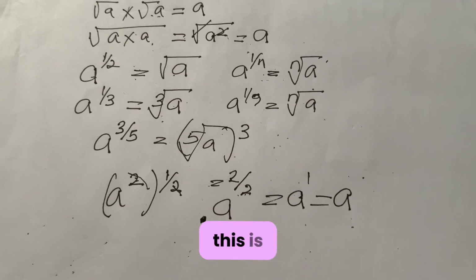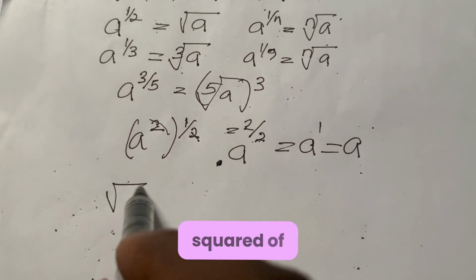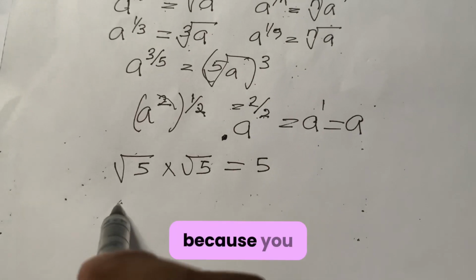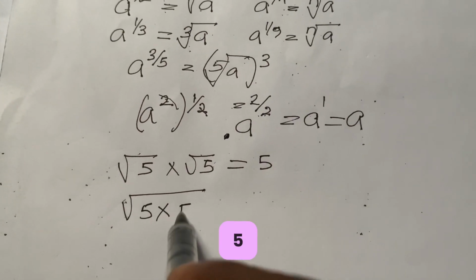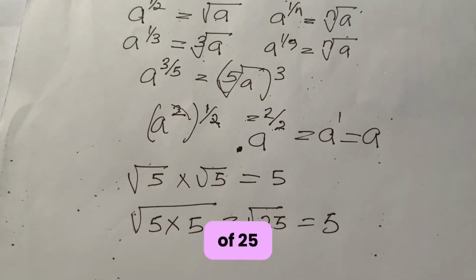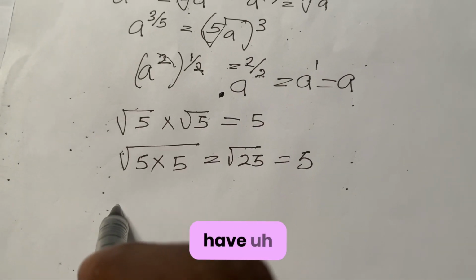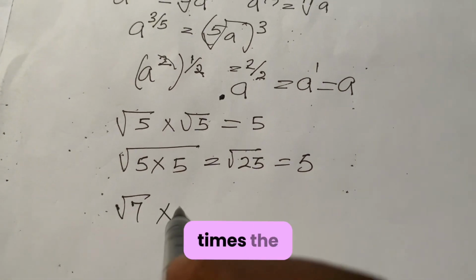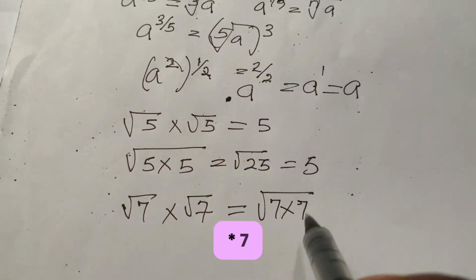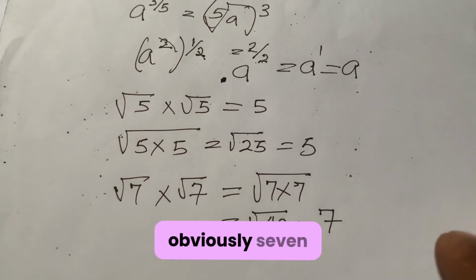Are you seeing how this is being done? That's how simple it is. And this is applicable to other numbers, like the square root of 5 times the square root of 5. This will simply give you 5. How? Because you're going to merge the square roots together and have 5 times 5, and this will result in the square root of 25. And of course, the square root of 25 is 5. Let me leave us with one other example. If I have maybe the square root of 7 times the square root of 7, this will give us the general square root of 7 times 7, and this will give us the square root of 49, and the square root of 49 is obviously 7.